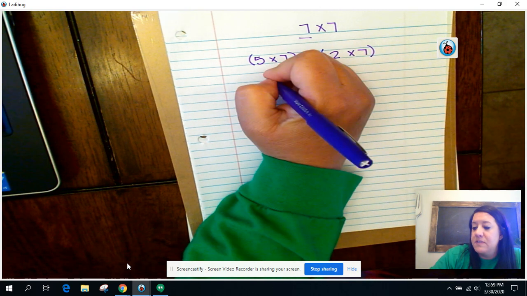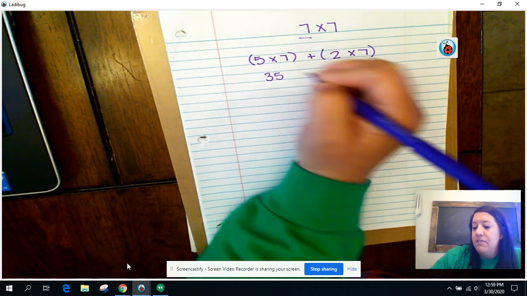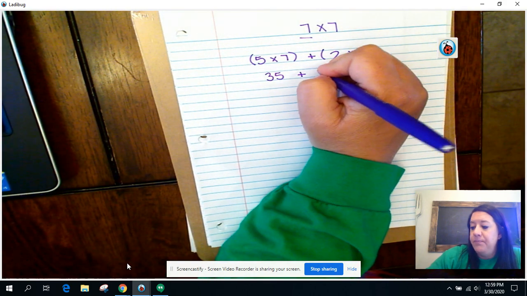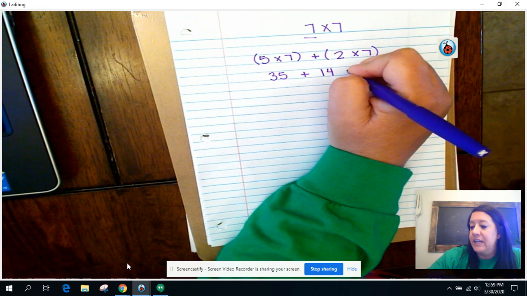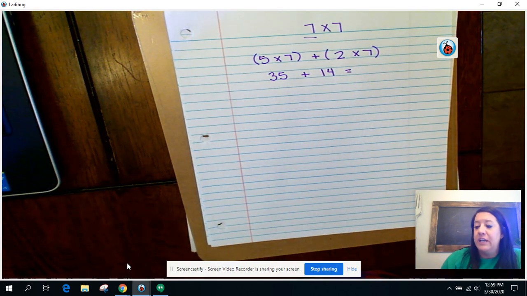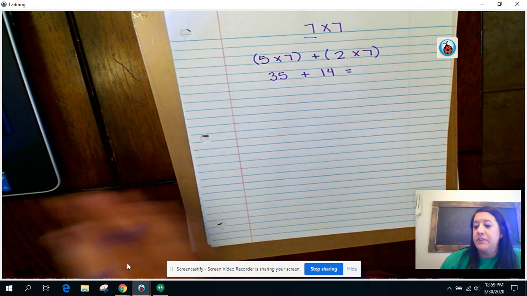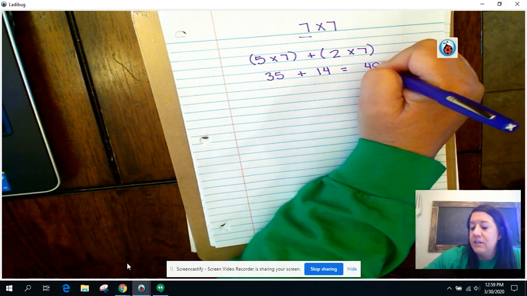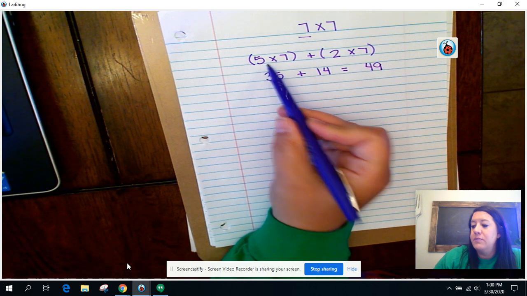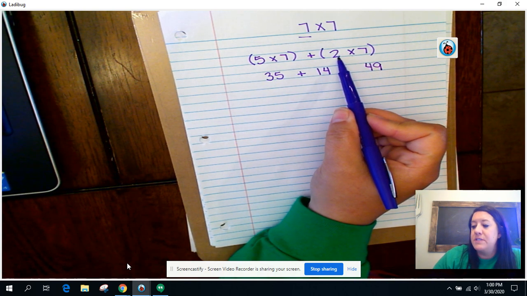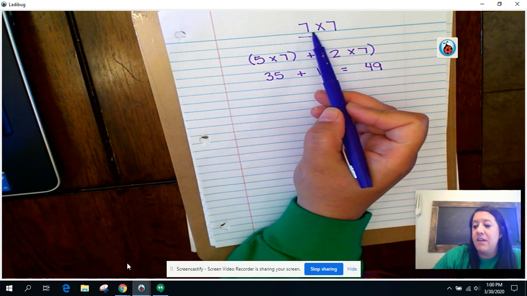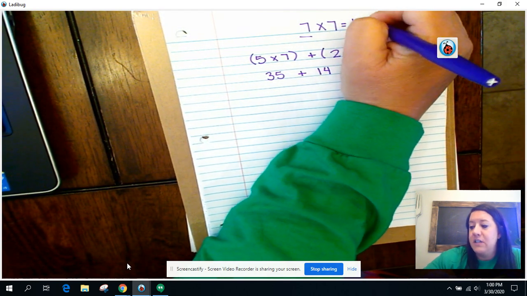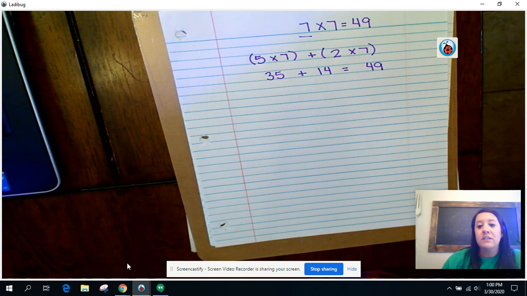So five groups of 7 is 35. We actually did that one earlier. Two groups of 7 is 14. We did that one earlier too. And then I can add those two answers together, which is 49. So five groups of 7 plus two groups of 7 is the same as seven groups of 7. So therefore, seven groups of 7 is 49.